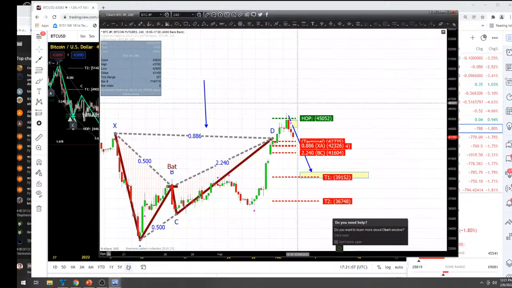So listen, remember, harmonic learning curve. Identify. Get your patterns right, folks. Know what pattern you're dealing with. Know what to expect from the pattern. A bat, a crab, a deep crab, a Gartley, an ABCD, a shark, a 5-0. Those are the harmonic patterns. There are no other harmonic patterns but those.